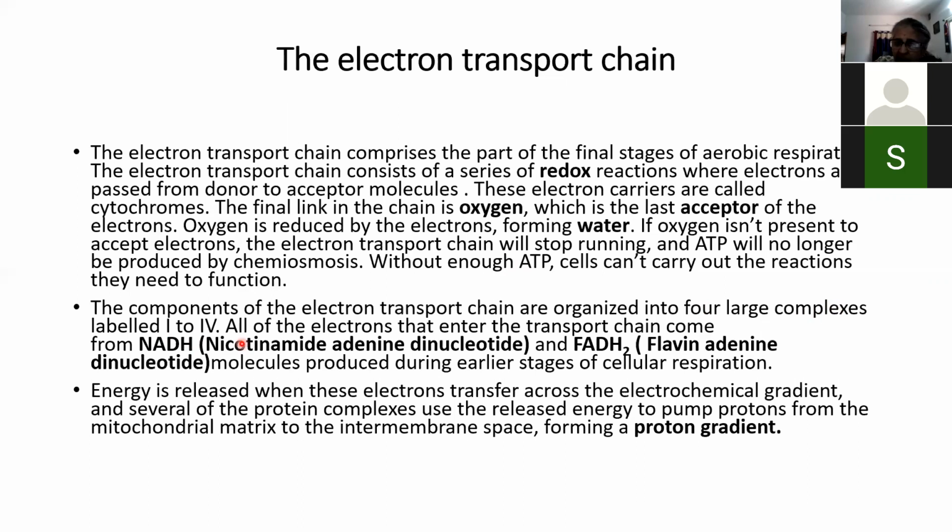Now all the electrons that enter this transport chain, from where will they come? They will come from NADH. NADH is nicotinamide adenine dinucleotide, and FADH2, which is flavin adenine dinucleotide. So the nicotinamide and the flavin are supplied by the vitamins. So these are where they are produced.